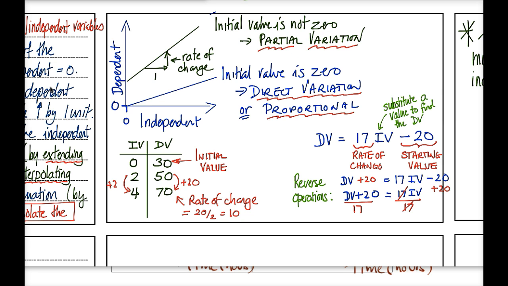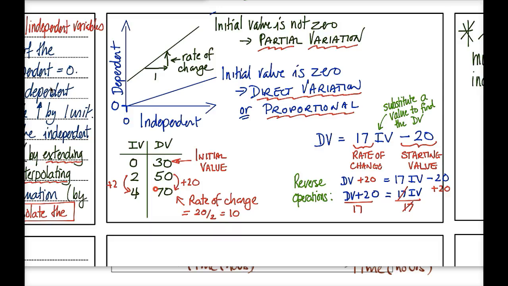On a line, the initial value is, of course, here where the line joins with the vertical axis when the independent variable is 0, and the growth rate, or rate of change, is found by how much the line goes up when the line goes 1 unit across. So the independent variable is increasing by 1. How much does the dependent variable change?